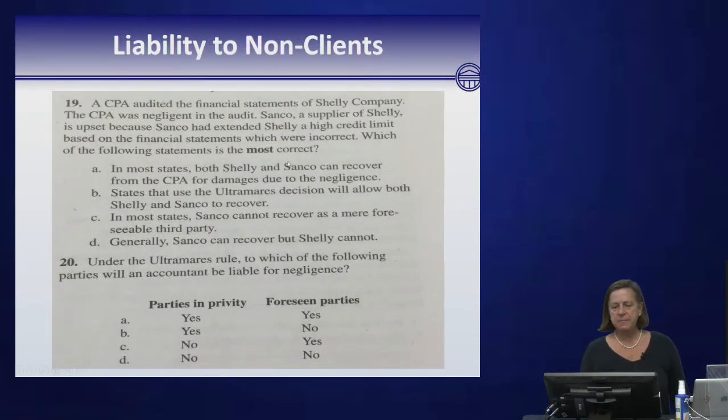And then 19, liability to non-clients. Numbers 19 and 20, I'm going to have you take a look at these two on your own. And I will tell you that the answer to number 20, under the Ultramares rule, to which of the following parties will an accountant be liable for negligence? Ultramares says parties in privity of contract, yes. And foreseen parties, the answer is no. Foreseeable in a privity-like relationship, yes. But foreseen, no. The answer is B.